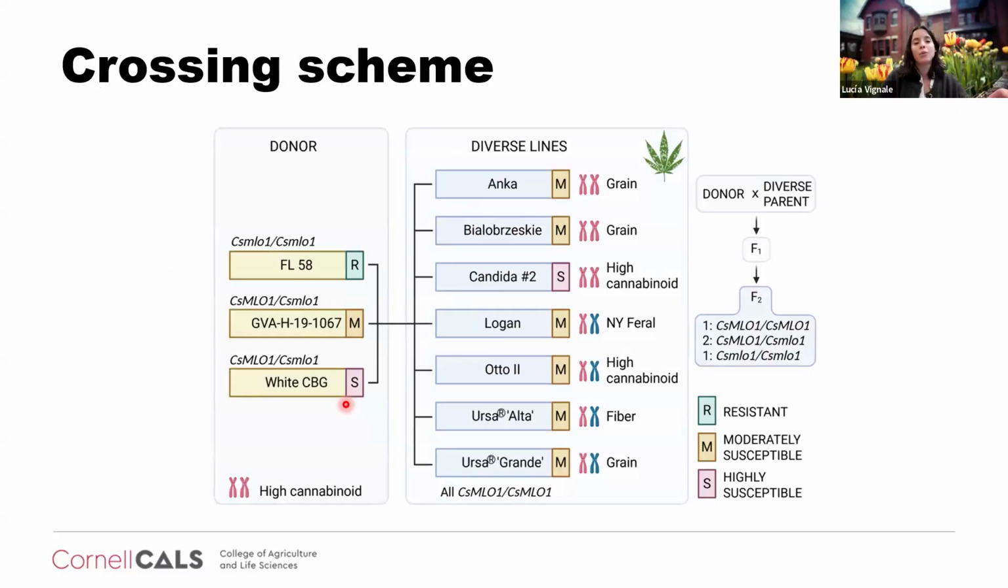Of the 3 parents, one was resistant to hemp powdery mildew and homozygous for the allele, and the other 2 were heterozygous, moderately susceptible and highly susceptible. But all of them were bred for the high cannabinoid market class. Then the diverse parents: we had XX females, XX monoecious plants, XY plants, plants bred for grain, fiber, high cannabinoid, and even one feral collection. So we're trying to capture that genetic diversity with these diverse lines.